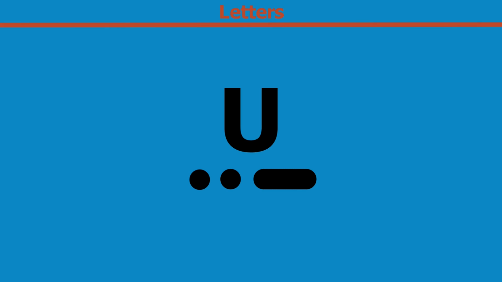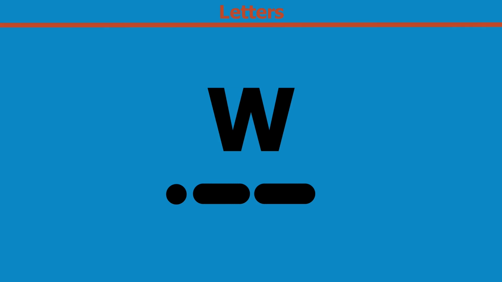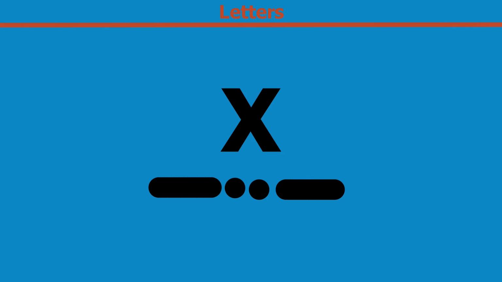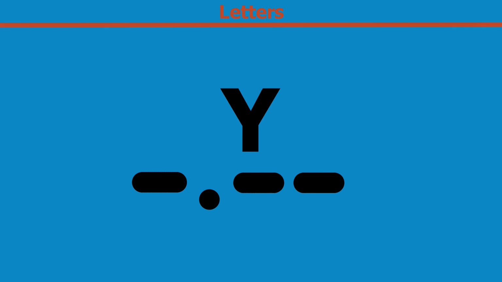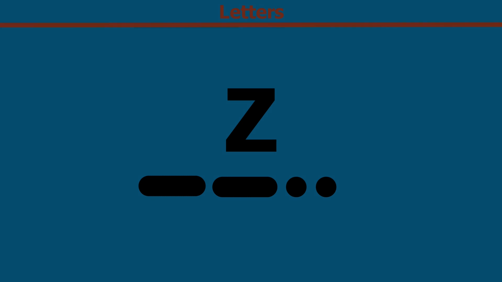Finally, we have the last 6 letters. I don't have any hints for them, so let's go through them quick. U is dot dot dash. V is dot dot dot dash. If it helps, remember that U and V are close to each other. W is dot dash dash. X is dash dot dot dash. Y is dash dot dash dash. Actually, it looks a bit like a Y. And finally, Z is dash dash dot dot.